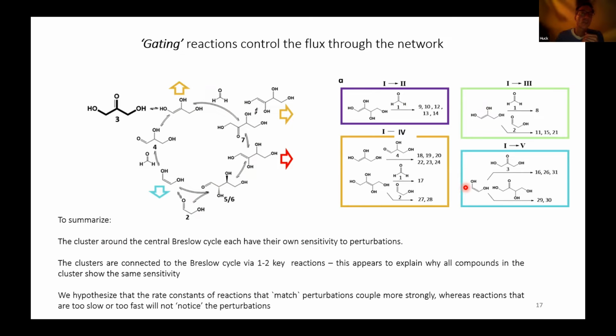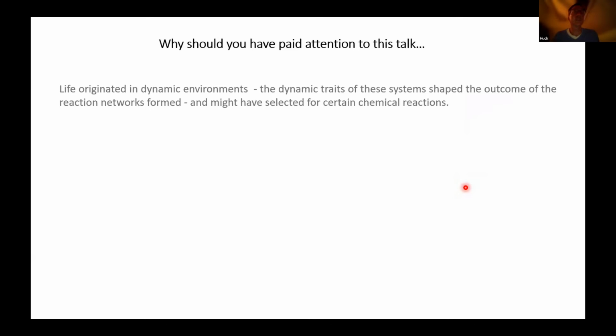So let me try and finish this up. Why is this important? I think life originated in a dynamic environment. And what we see is that the dynamic traits of these environments shape the outcome of the networks that we form, and also the outcome of the chemical composition of the prebiotic soup. And so they might have selected for certain chemical reactions that were in tune with the changes in the environment.